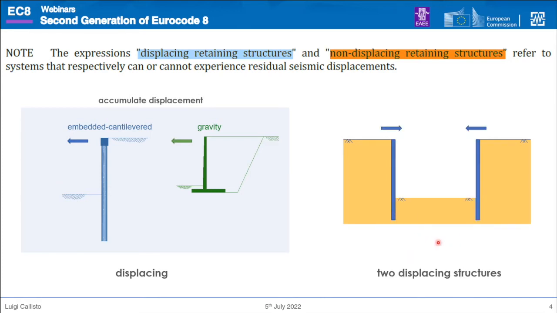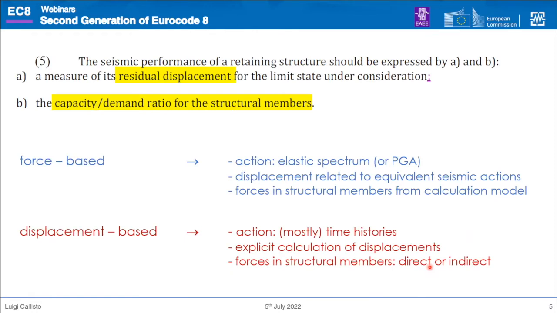These are two displacing retaining structures because, of course, they're not connected to each other. The verification of retaining structures, the seismic verification of retaining structures, should take into consideration the residual displacement of the structure and the internal forces in the structural members.